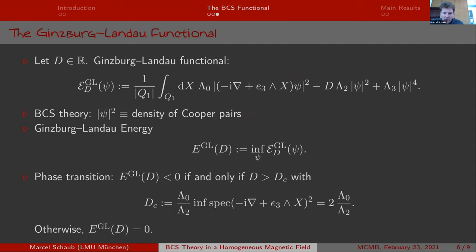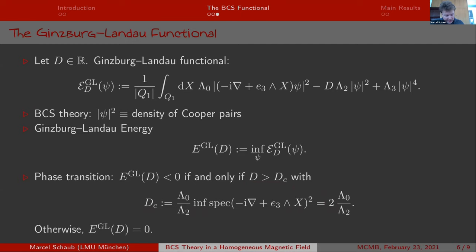And of course, I can look at the ground state energy of this system, which I denote by E_GL(D). I realize that this model has a phase transition at some critical parameter D_C in terms of the Landau Hamiltonian. In this special situation, the ground state energy of the Landau Hamiltonian is just 2. So this is why I've written the 2 here. And I see that I have a non-trivial minimizer for the Ginzburg-Landau functional for values of D that are bigger than this D_C. Otherwise, it's just trivially minimized by 0. So this is my limiting model.